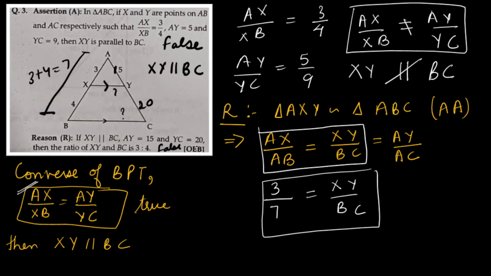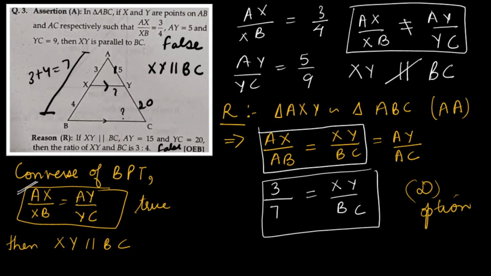So A is false here, and R is also false, not B. So which option? Option D. Both A and R are false here, so option D. Option D, both A and R are false.